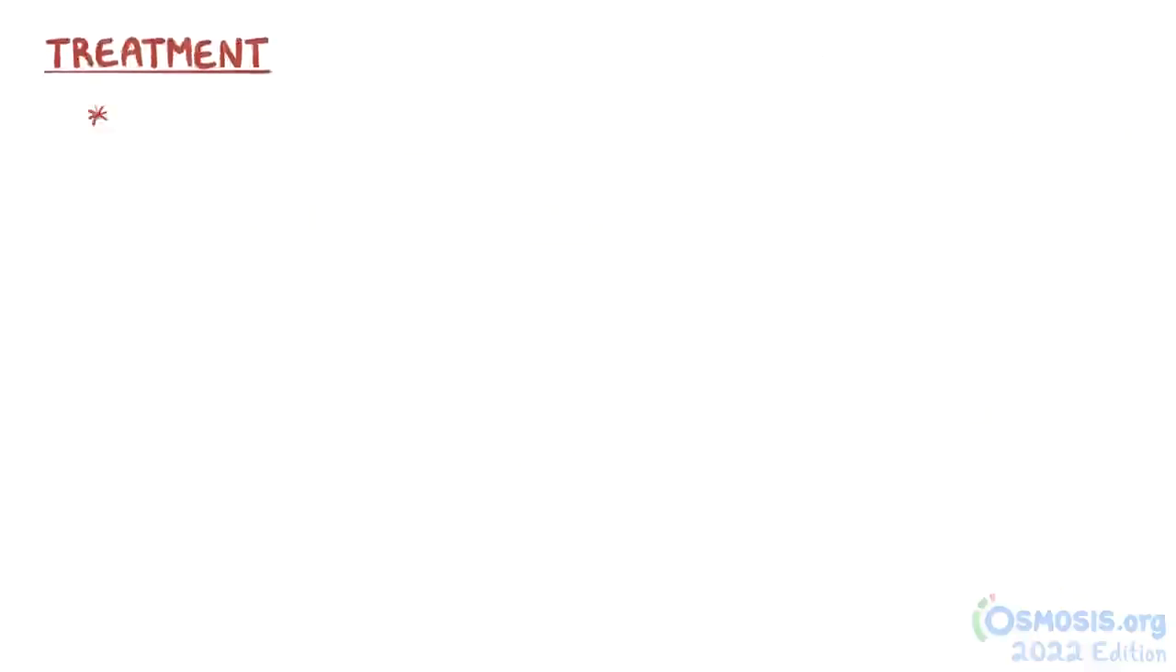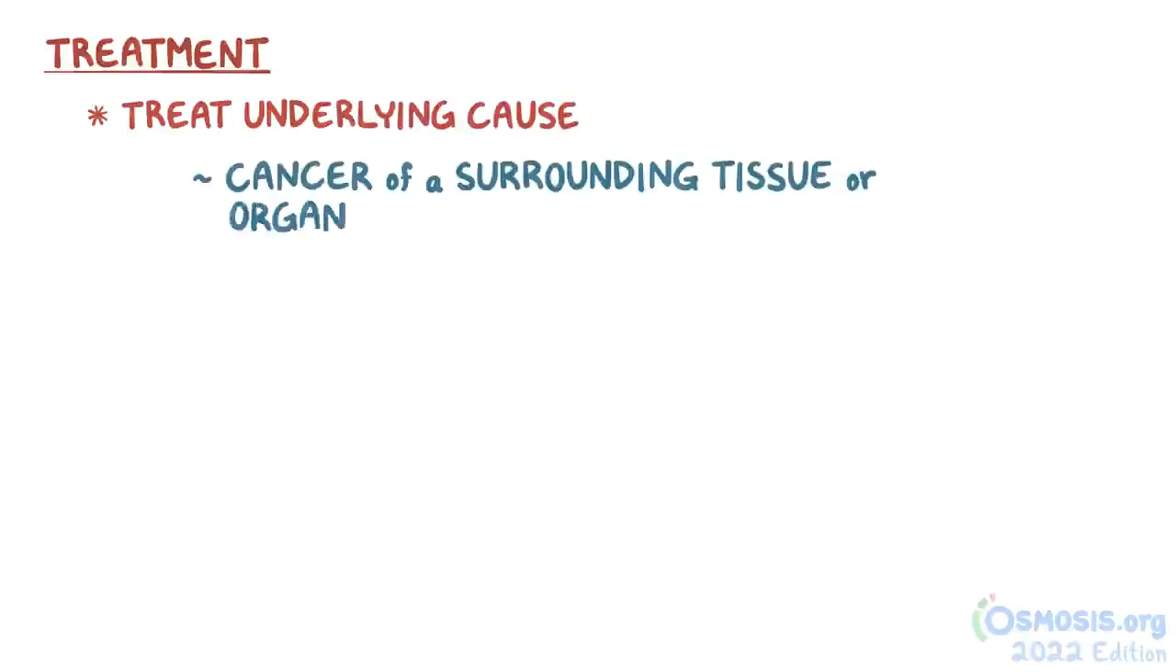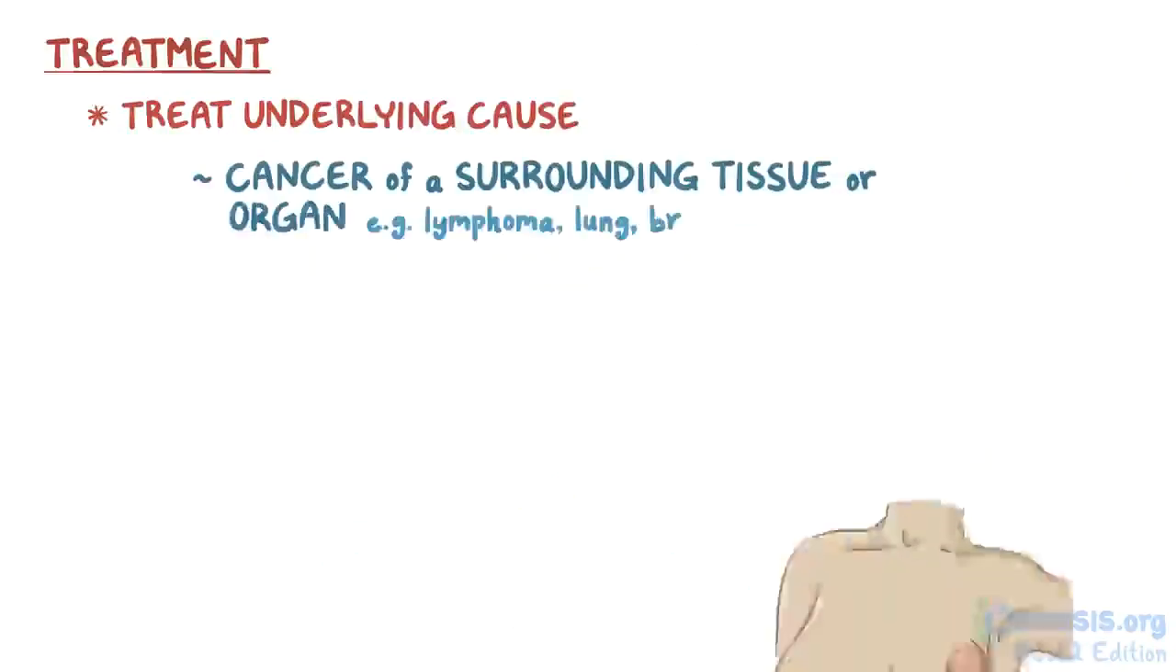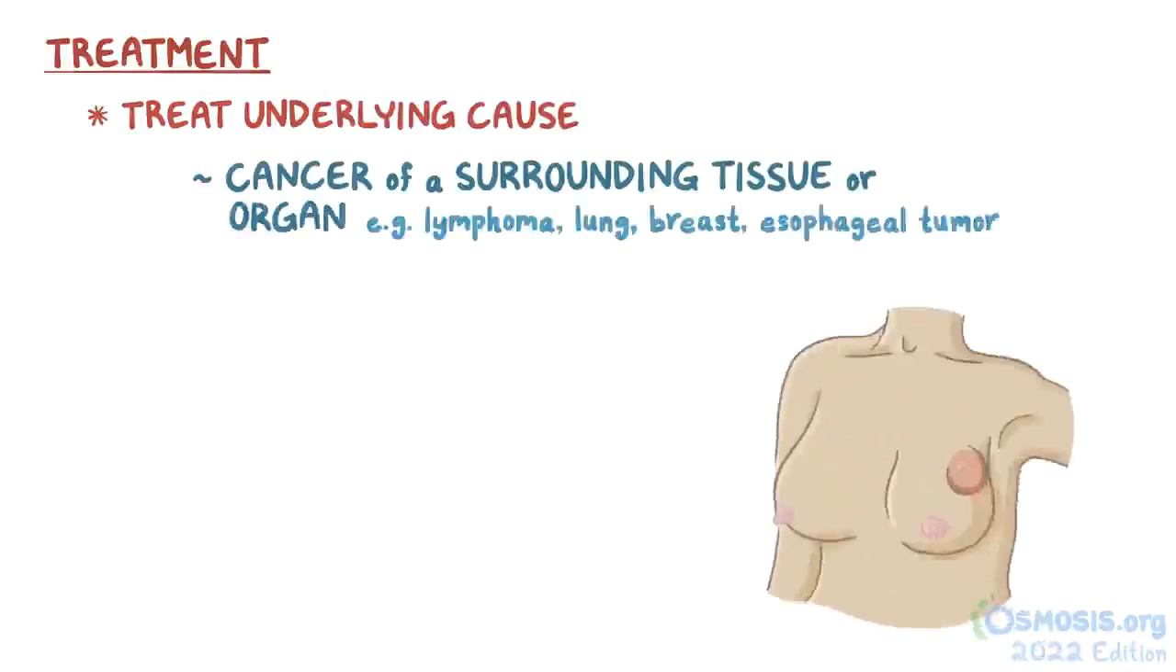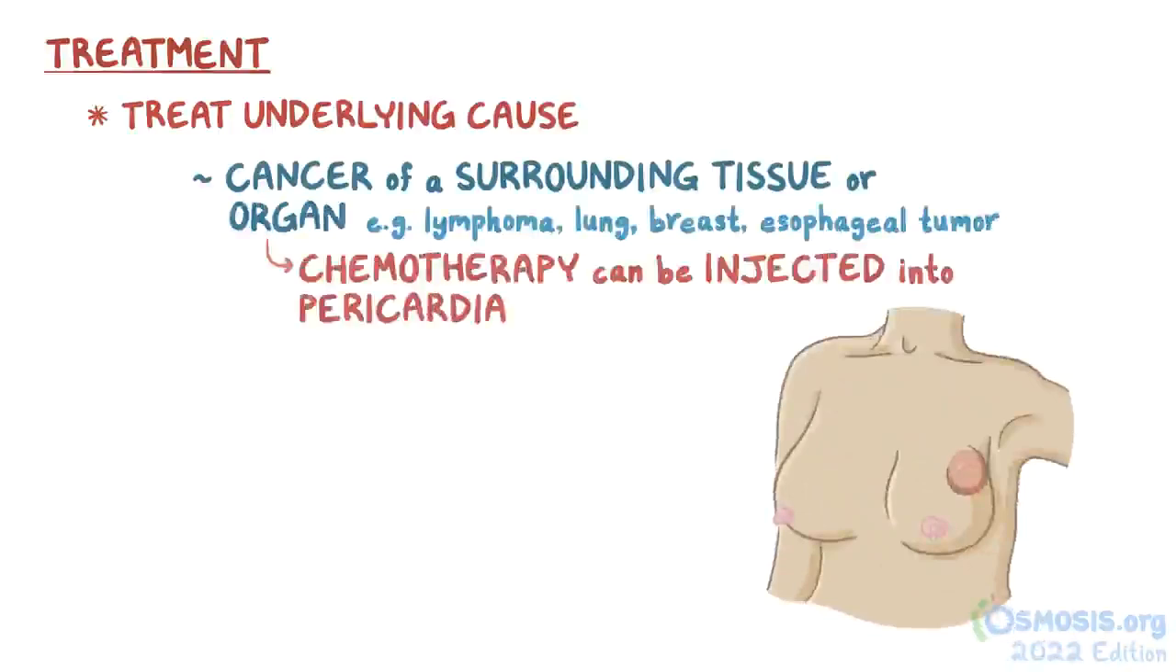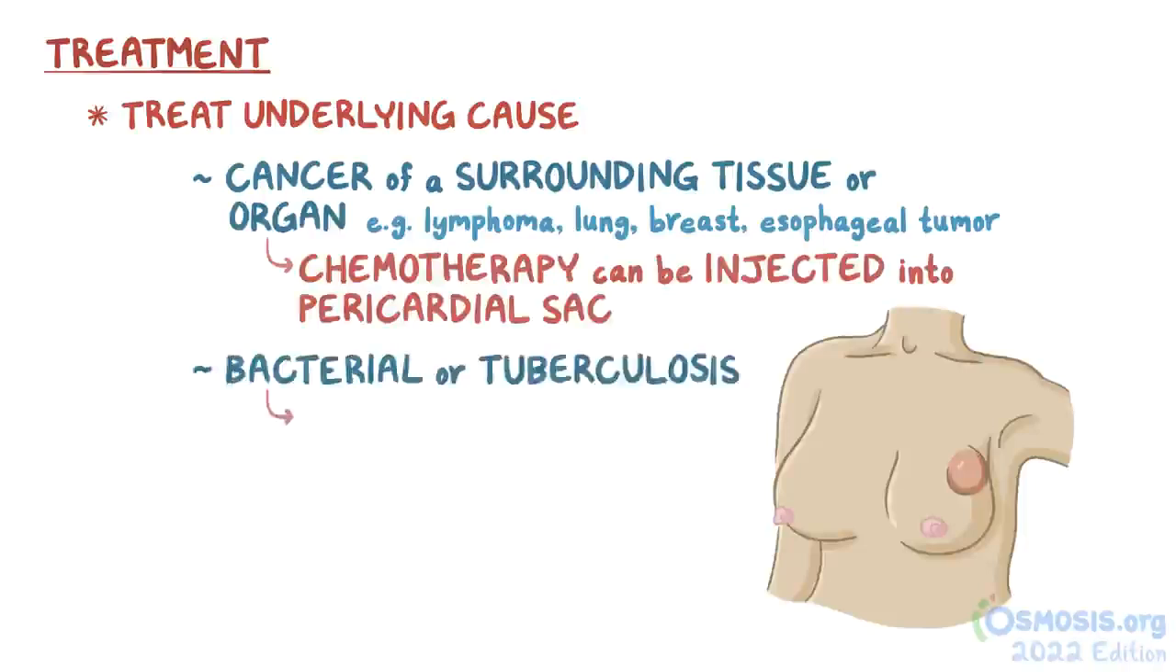Finally, if there's an underlying cause for the pericarditis, then it should be treated. For example, if there's a cancer of a surrounding tissue or organ, like a lymphoma, lung, breast, or esophageal tumor, then in some cases, chemotherapy can be injected directly into the pericardial sac. Similarly, if the underlying cause is a bacterial or tuberculosis infection, then antibiotics can help treat the pericarditis.